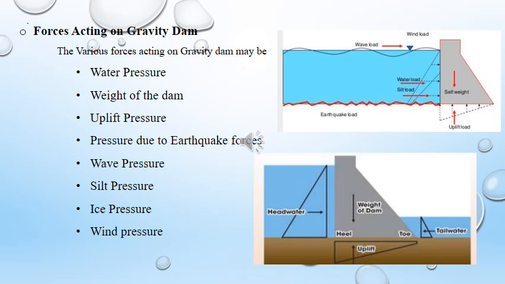Forces acting on the gravity dam. The following are the forces acting on the gravity dam: the water pressure, weight of dam, uplift pressure, pressure due to earthquake, wave pressure, silt pressure, ice pressure and wind pressure. Now, all these forces are discussed one by one.